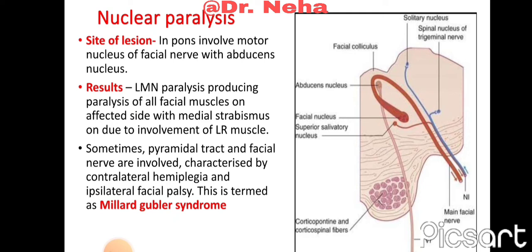Sometimes the pyramidal tract and facial nerve are involved, characterized by contralateral hemiplegia and ipsilateral facial palsy. This is termed Millard-Gubler syndrome.